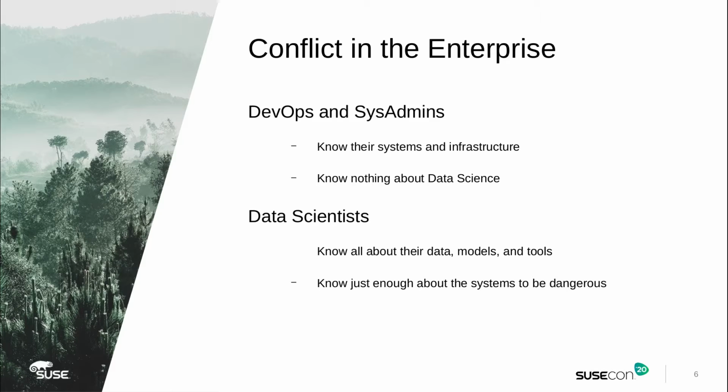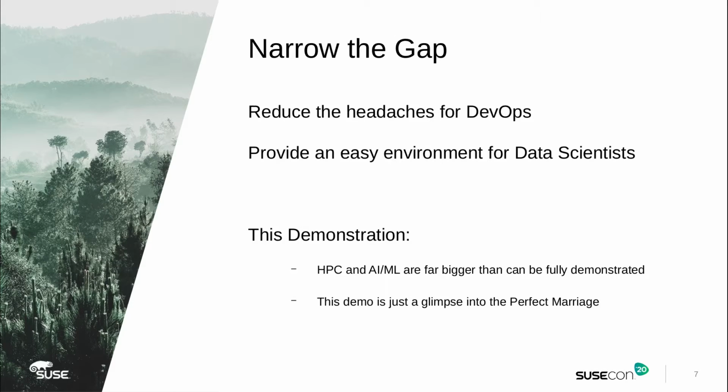accomplish their varying objectives. What we try to do and what we intend to do, what we want to do at SUSE is to help the enterprise to narrow the gap between these two organizations, to reduce the headaches and the misunderstandings that come from the DevOps side, and to provide an easy environment, a functional environment for the data scientists without them having to meddle too much in the system administration side of things.